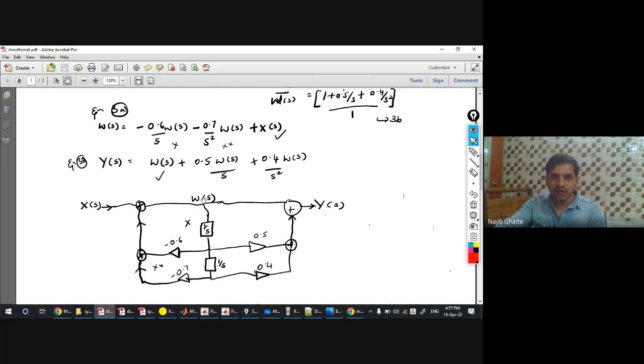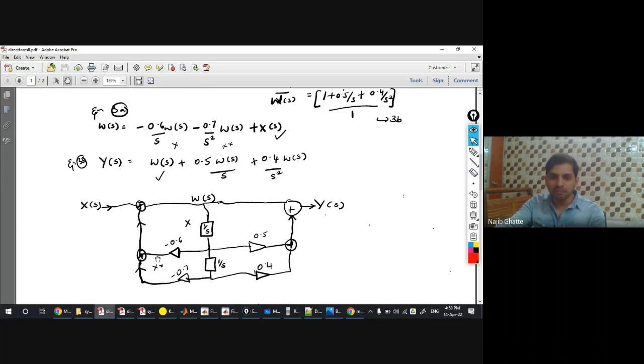So we came over here, W of s equal to minus 0.6 W of s upon s. So minus 0.6 will be the amplifier block, 1 upon s as the gain of the loop, and then you have W of s over here. Secondly, we have minus 0.7 as an amplifier, 1 upon s as again the gain of that path. So we have here 1 upon s into 1 upon s comes out to be 1 upon s square, and then finally this is the expression we are going to get for equation 3a.